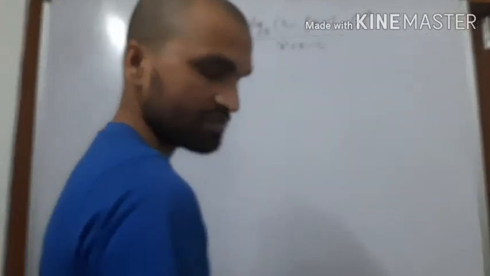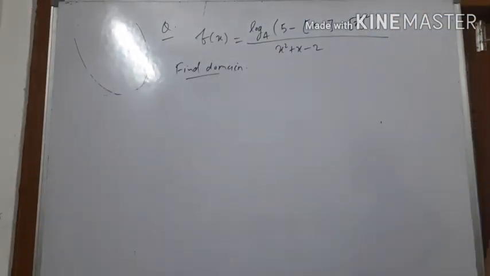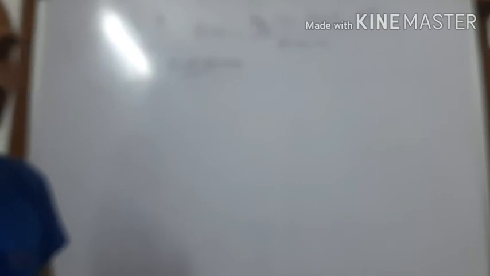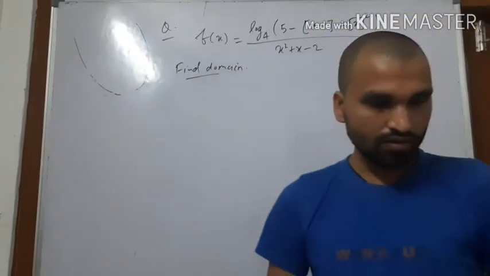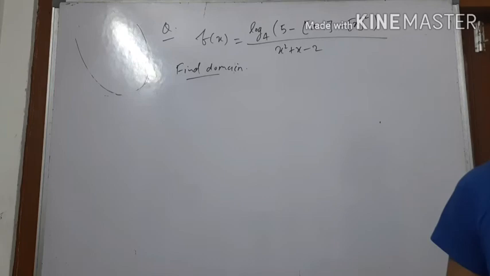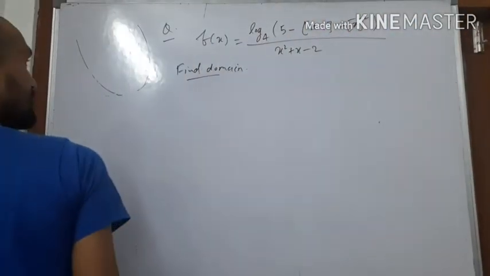Domain means the values of x for which f(x) is defined. So let us start from two points. First, when the logarithmic function is defined, and second, that the denominator of this function should not equal 0. So we should start from the numerator and after that we should check the denominator.